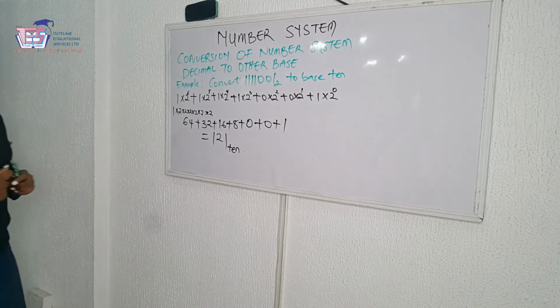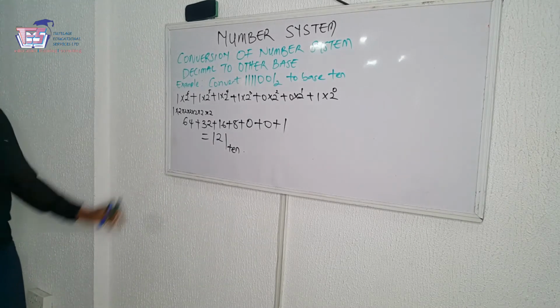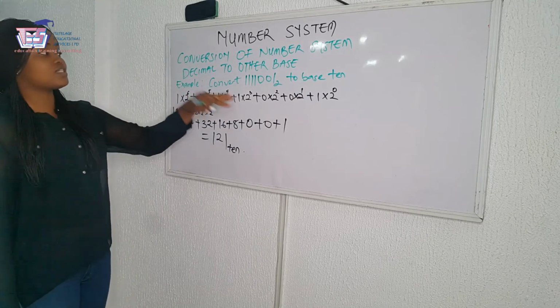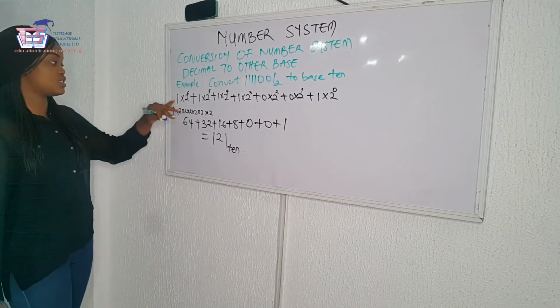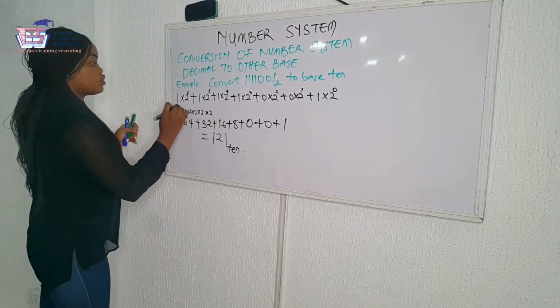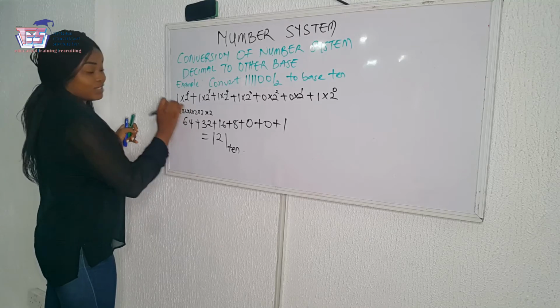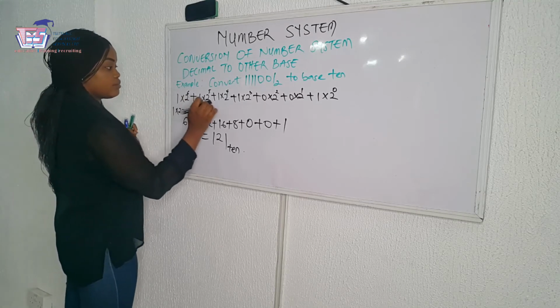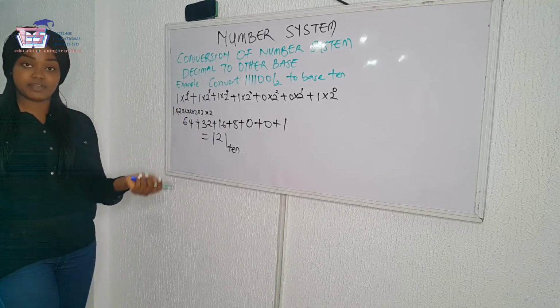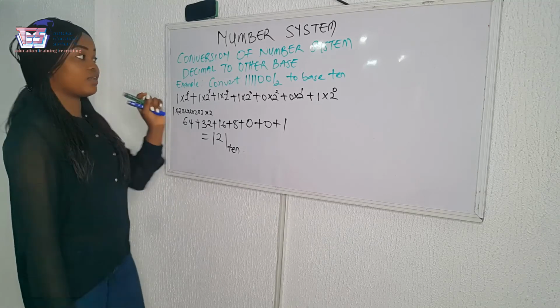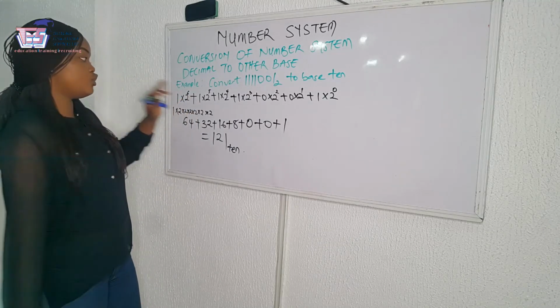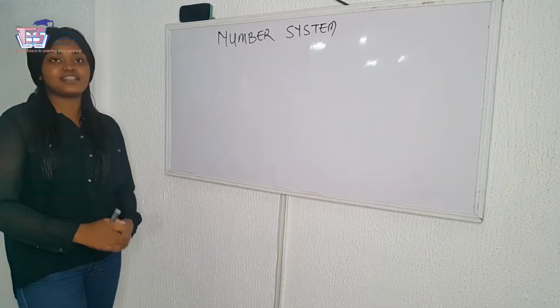So this is how to convert from other bases to base 10. If you are converting from base 3, you are going to use the same method, but instead of 1 times 2, you have 1 times 3. If you are converting from base 5, the same thing. Whenever you are converting from any base to base 10, you follow this principle.